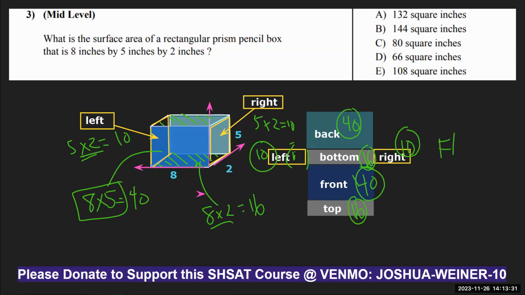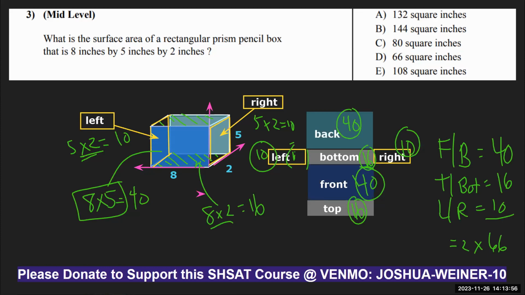So front and back is 40 each. And then top and bottom are 16 each. And then left and right are 10 each. So that's a total of 66. But we have to times that by 2 because we're counting 2 at a time. And that was 132 square inches of wrapping paper.